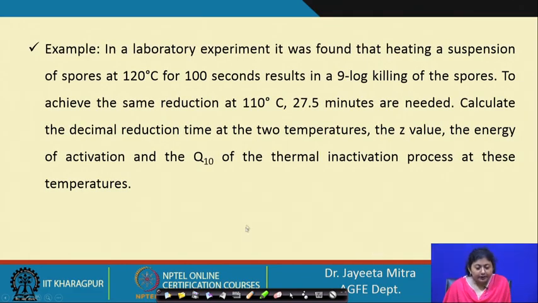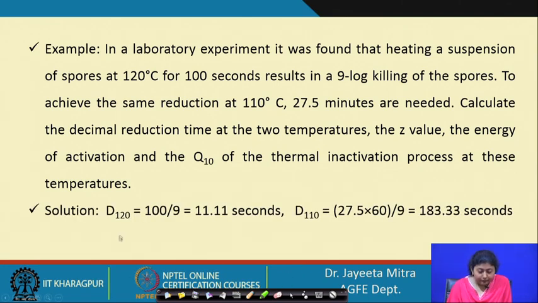So, there is an example in a laboratory experiment. It was found that heating a suspension of spores at 120 degree Celsius for 100 seconds results in a 9 log cycle killing of the spores. To achieve the same reduction, that is 9 log cycle, at 110 degree Celsius, 27.5 minutes are needed. Calculate the decimal reduction time at the 2 temperatures, the Z value and the activation energy, and the Q10 value of the thermal inactivation process at this temperature also needs to be calculated.